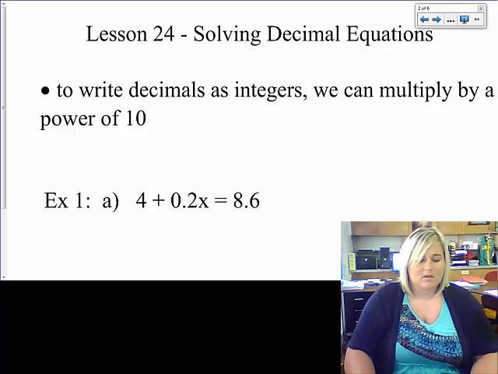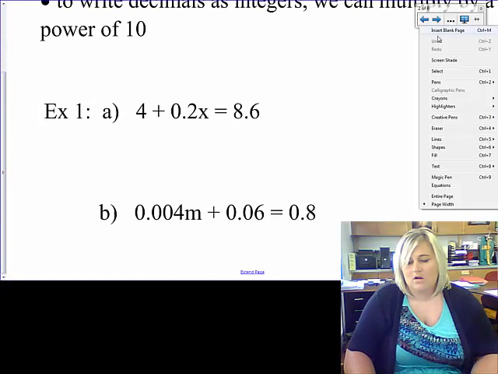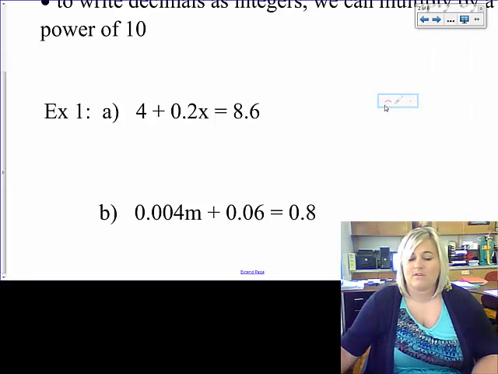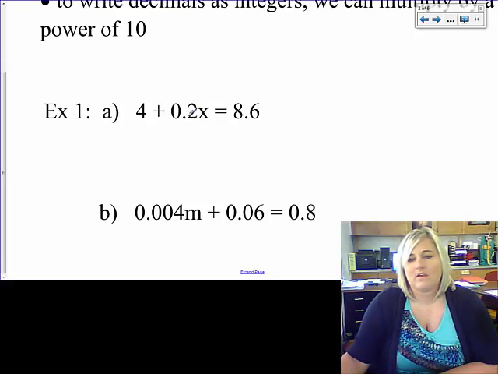Okay, so for example 1, we have two examples here, and I will show you on both of these how we will change it to an integer. They say to multiply it by a power of 10. Well, the way that we determine what it is, we look at the coefficient with the variable, and in this case I would read this as 2/10, which means that I can multiply everything here by 2/10.